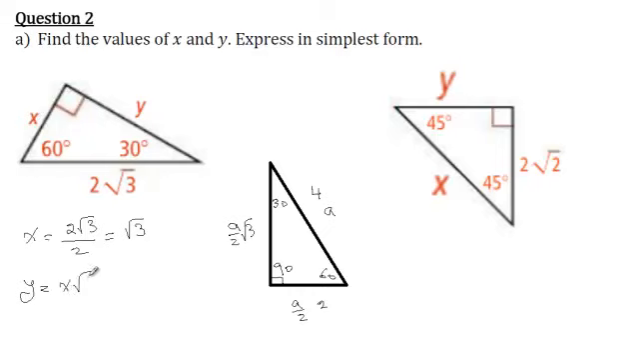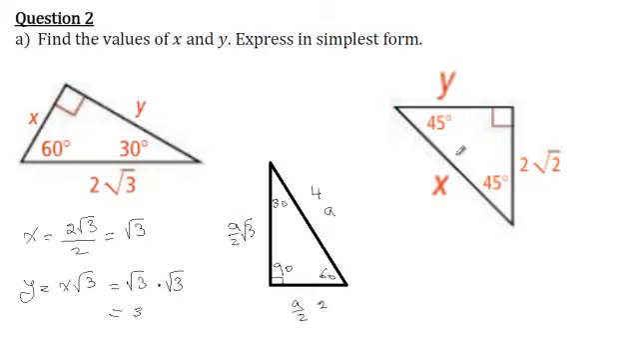X radical 3, and how much did we get x? Radical 3. So it's radical 3 times radical 3, which is radical 3 squared, which is 3. Cancel the radical, you get 3. Okay? This is regarding 30, 60, 90.